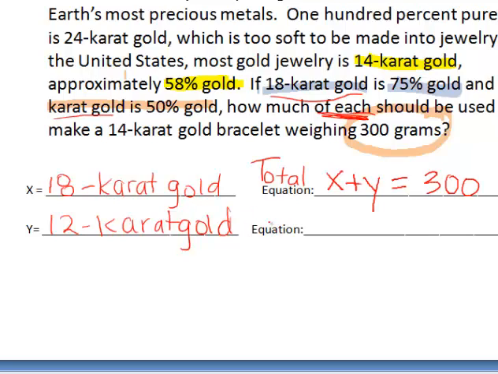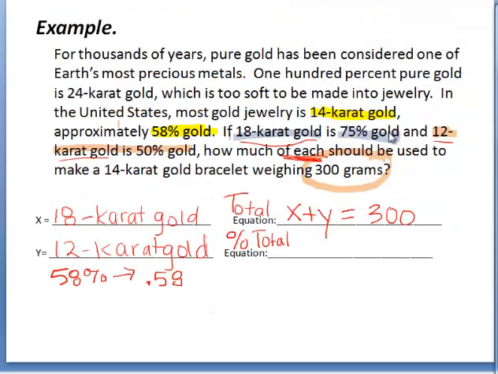The second equation is a little tricky, and this is why I call this a mixture word problem. Because now what I'm going to write in my second equation is what I call a percent total. Each of these types of gold has a certain percent that's related to it. 14 karat gold is 58%. Now, when I put that in my equation, though, I have to convert my 58% to a decimal. Hopefully you remember that 58% as a decimal is 0.58.